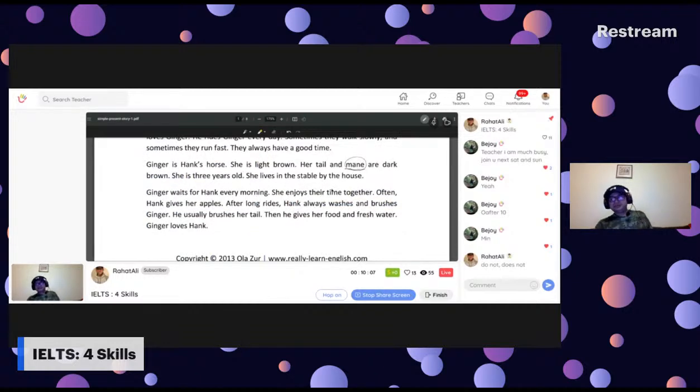So let's read the paragraph one more time. She's light brown, her tail and mane are dark brown. She's 3 years old. She lives in a stable by the house. Ginger waits for Hank every morning. She enjoys their time together. Often Hank gives her apples. After long rides, Hank always washes and brushes Ginger. He usually brushes her tail. Then he gives her food and fresh water. Ginger loves Hank.